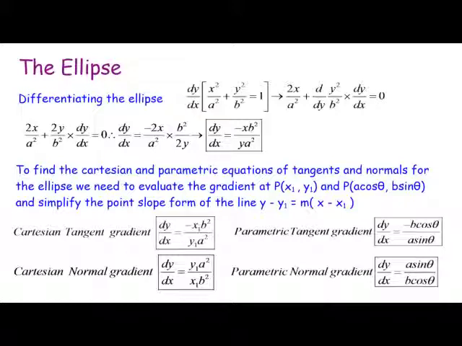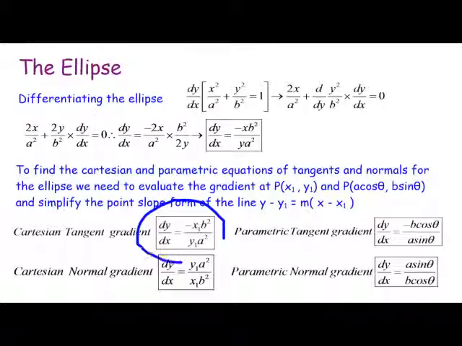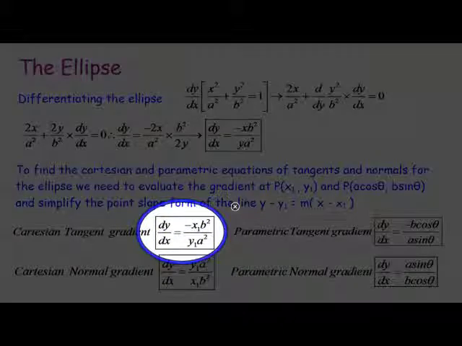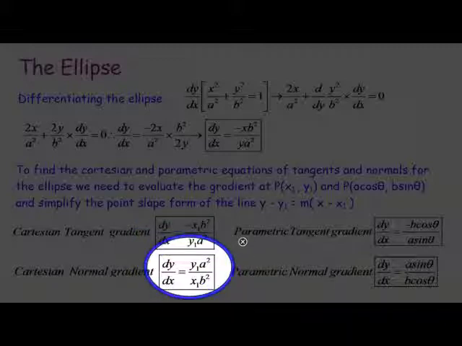Okay, well, let's have a closer look at this. Here we are. This is the Cartesian gradient, which is, if you like, just putting in x1 and y1 for the x and y. So it's minus x1 b squared on y1 a squared. And if you just have a quick look below, obviously the normal is the negative reciprocal.